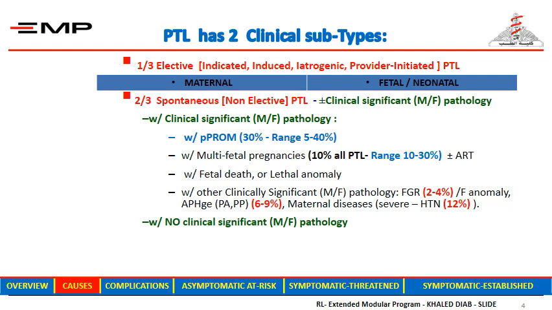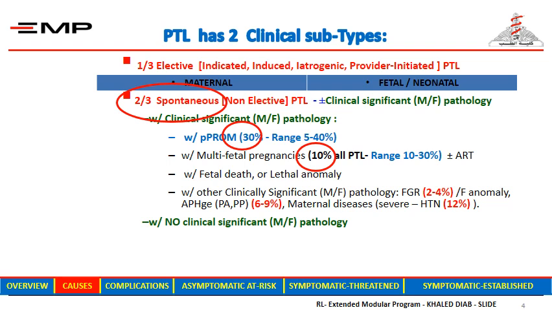Almost 1/3 of preterm birth are elective, not preceded by labor, due to maternal or fetal or neonatal indications. Most important are hypertensive disorders, antepartum hemorrhage, and fetal growth restriction. On the other hand, spontaneous preterm labor represents the majority of preterm birth.